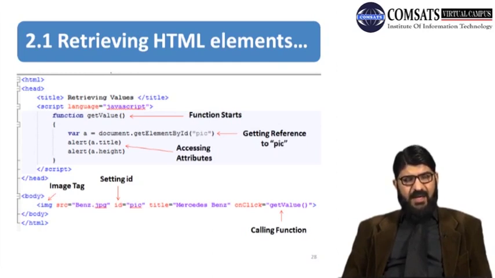Then in the body tag, image source is mentioned, the ID of the picture is mentioned, the title is mentioned, and on click the getValue function is called. So basically the getValue function is called when the user clicks, and you can clearly see the reference to the picture and the accessing of the attribute after getting the value in variable A. So this is the code to retrieve an HTML element using the getElementById method.